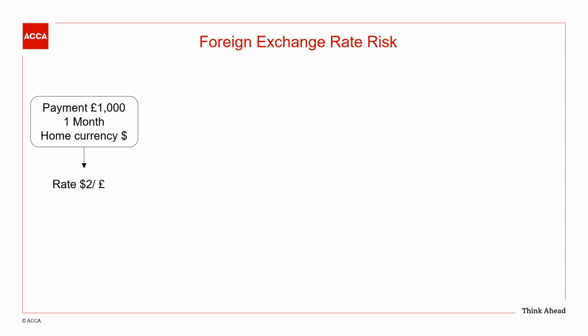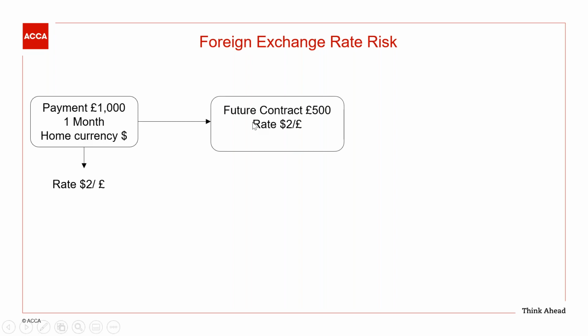Okay, so in total you have to pay $2,000 to buy these 1,000 pounds sterling, but that is going to be today. But the payment here is going to be made in 1 month's time. So what you can do is go to the futures market and buy a futures contract.